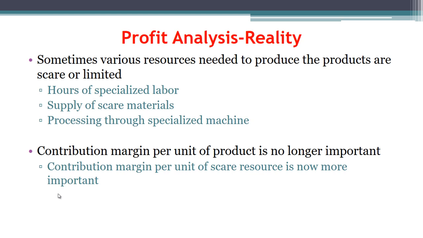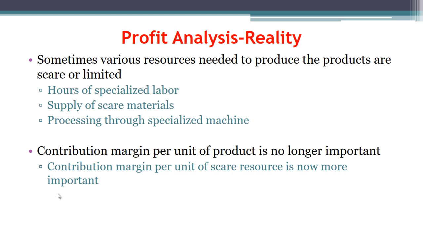Now the reality of things is that many times we're going to have some sort of limited resource. We may not be able to produce all of both product A and B up to the demand. We just don't have enough of something to do it. It could be something like hours of specialized labor. We don't have enough people that know how to put it together to hit that demand. Supply of scarce materials, or processing through a specialized machine. Again, a lot of times you'll have some sort of bottleneck. So when we look at this situation, the contribution margin per unit of product is no longer the determining factor on which one to actually produce.